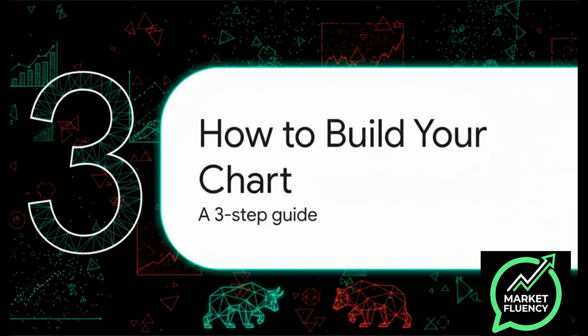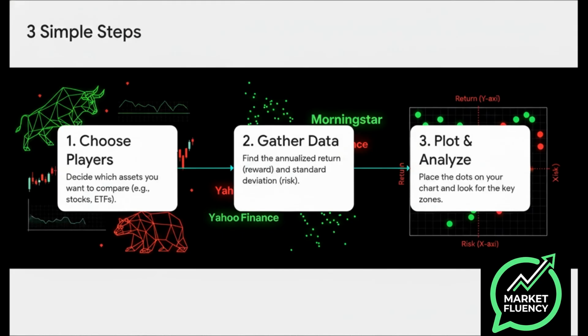So, how do you actually do this? Let's move from theory to practice, because this is a tool you can genuinely use yourself. It's really just 3 simple steps. First, you choose your players. What are you comparing? A couple of tech stocks, major asset classes like stocks and bonds?